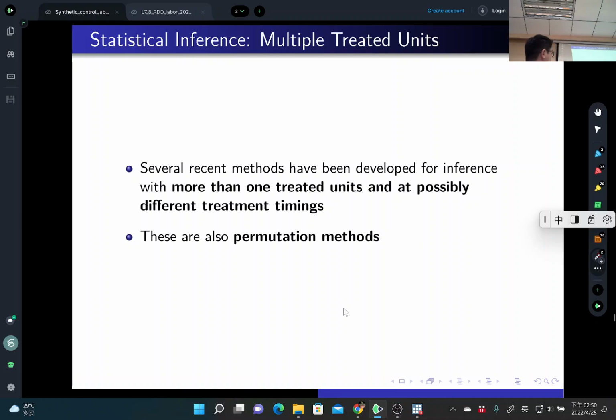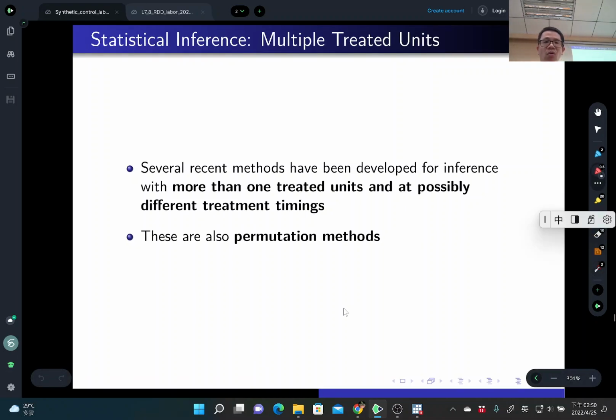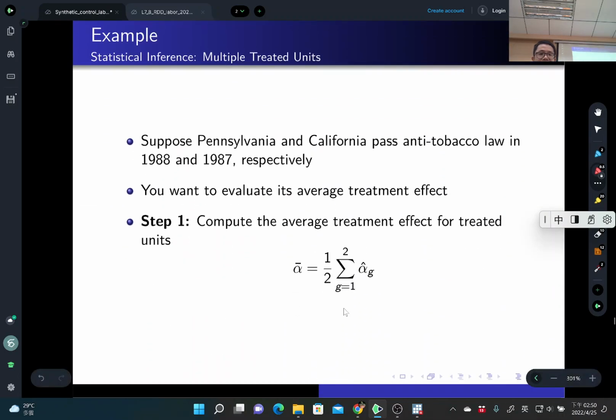And the more complicated thing is how to do the hypothesis testing, the statistical inference. That's a bit complicated. There are several recent methods developed for the inference with more than one treated unit at different treatment timings. So they might implement their policy at different timings. And we also use the permutation method, very similar to the methods we just talked about for the single treated unit case. They just adjust a little bit, but it's a bit complicated.